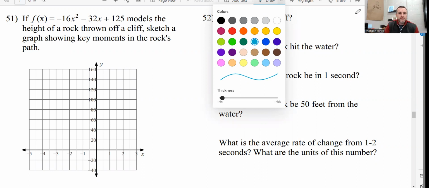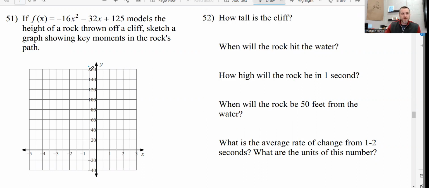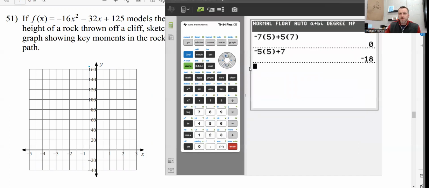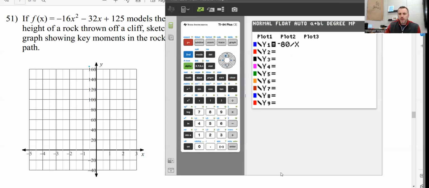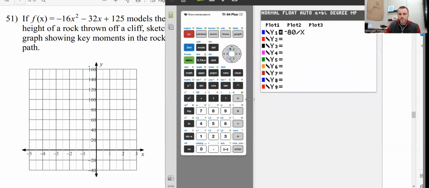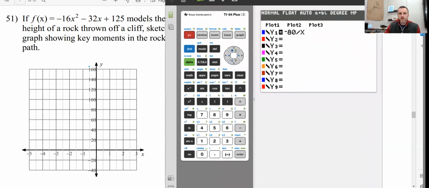Okay, so what I want to do is graph it first, and we're actually going to draw this graph over here. Ignore that. So many things on one screen.